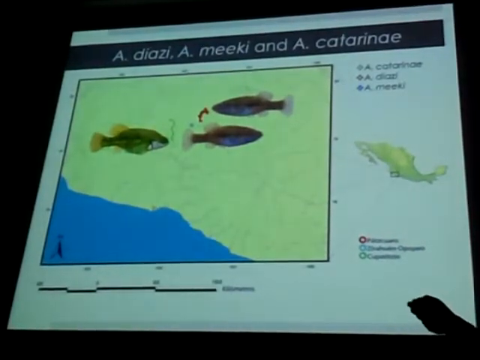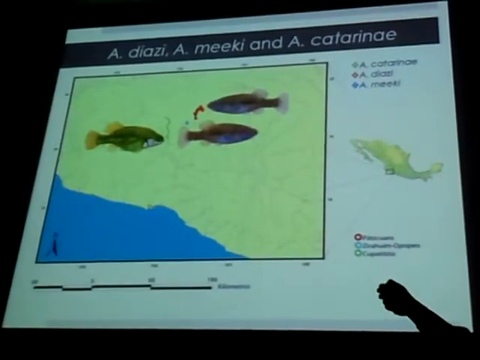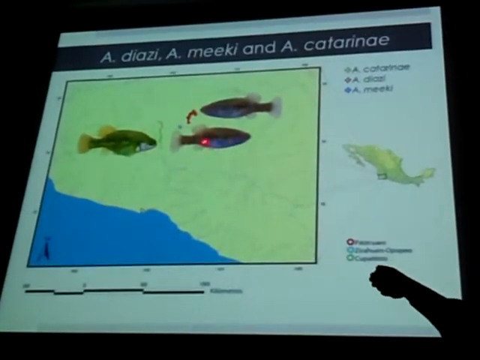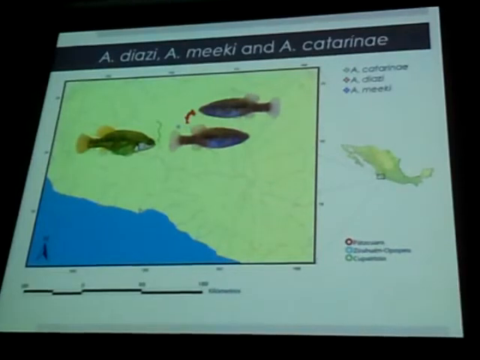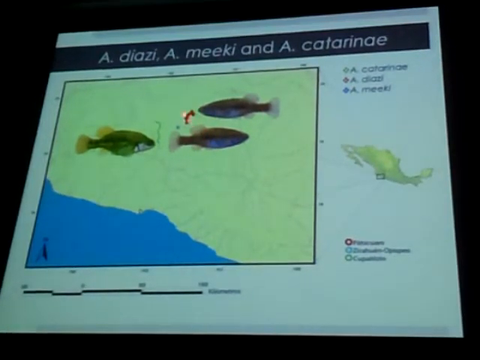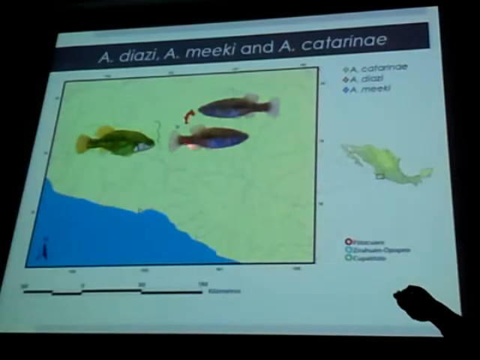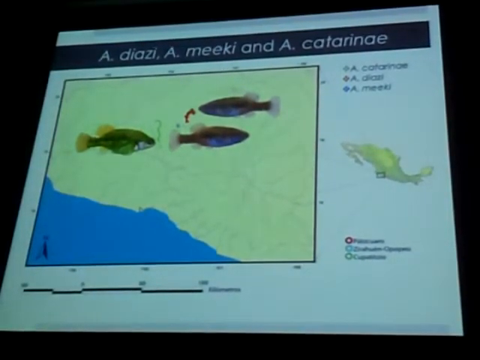The distribution of Allotoca diazi is only in Pátzcuaro Lake, but in the last years we found it just in the tributary of Pátzcuaro, in Chapultepec. That is a small spring.